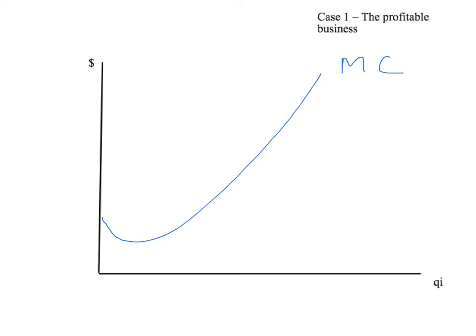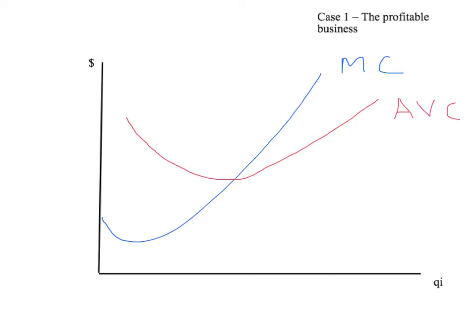Now, let's put on the average variable cost curve. It's going to come down to a minimum at this point here, where the average variable cost and the marginal cost cross each other. And again, if you want to refresh your memory on that, look at our previous presentations.